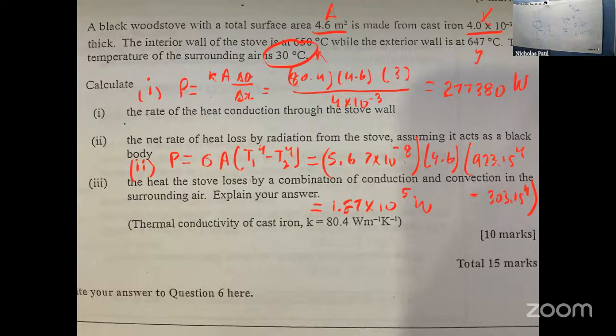And the heat that's going to cause convection is 1.87 by 10 to the 5. So the heat lost by the stove will be the sum of the two of them. That's okay? So let's just sum them up. All right, copy it down. One more to try. Any questions online? The heat loss by radiation.